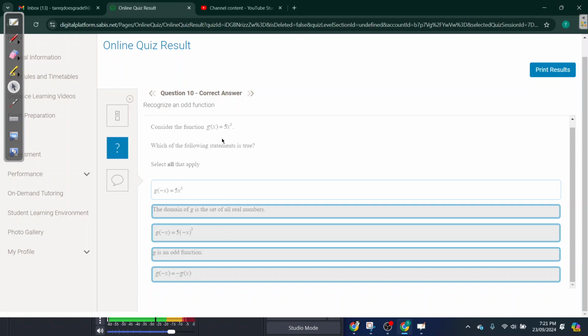Okay, g of x equals 5x cubed, which of the following statements are true. Obviously, the domain is the set of all real numbers. g of -x equals 5 times (-x) cubed. That's correct. It's an odd function. You can test that yourself, but since they gave us g of -x, you looked for it. So it's going to be -5x cubed for negative g of x. And g of -x is also going to be -5x cubed, because here you multiply and this becomes -5x cubed. So these are equal, so it's odd.